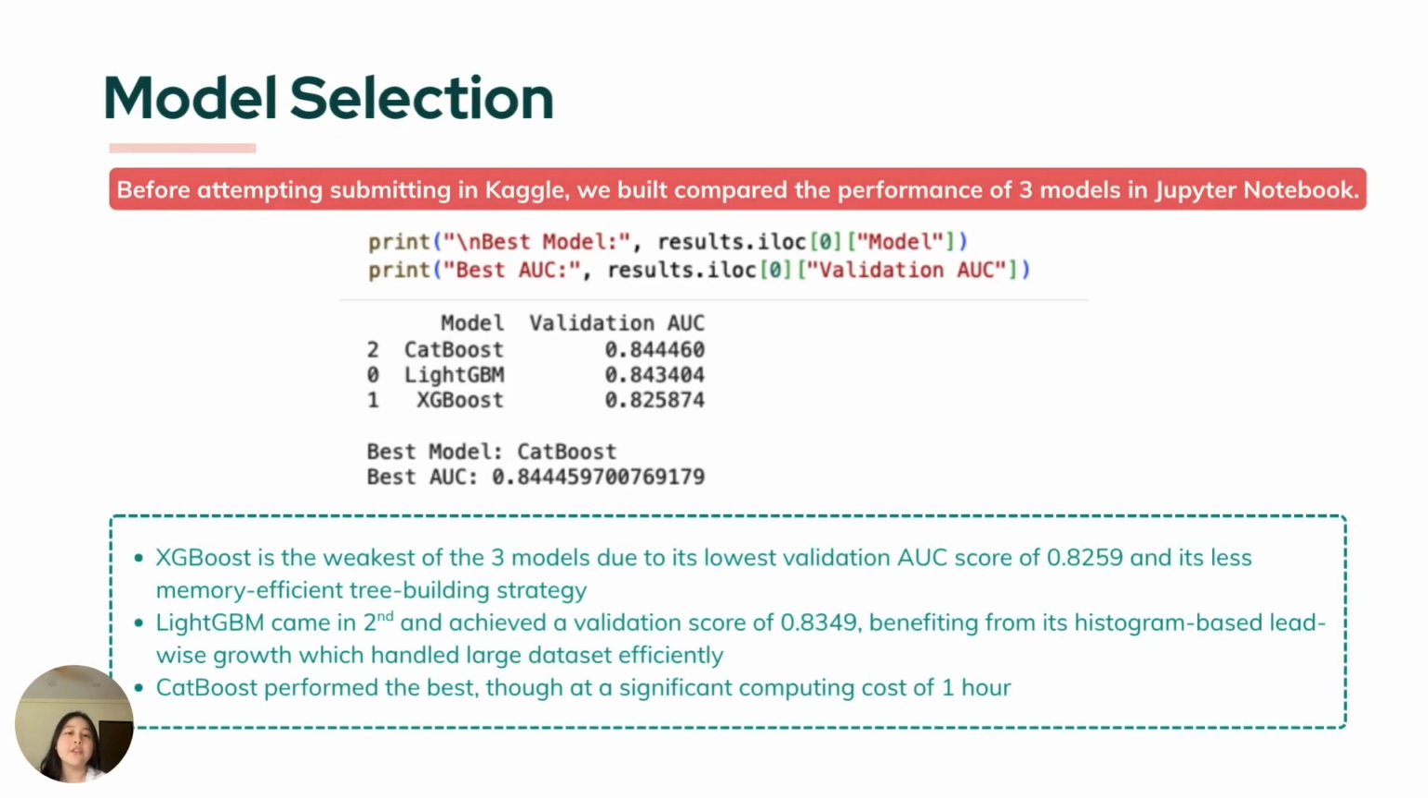We then compared three models, which are XGBoost, LightGBM, and CatBoost. Among the three, XGBoost performed the worst with the lowest AUC score, while LightGBM performed better, likely due to its histogram-based and leaf-wise growth. And lastly, CatBoost achieved the best performance overall, but at a significantly higher computational cost, taking around 1 hour to train.